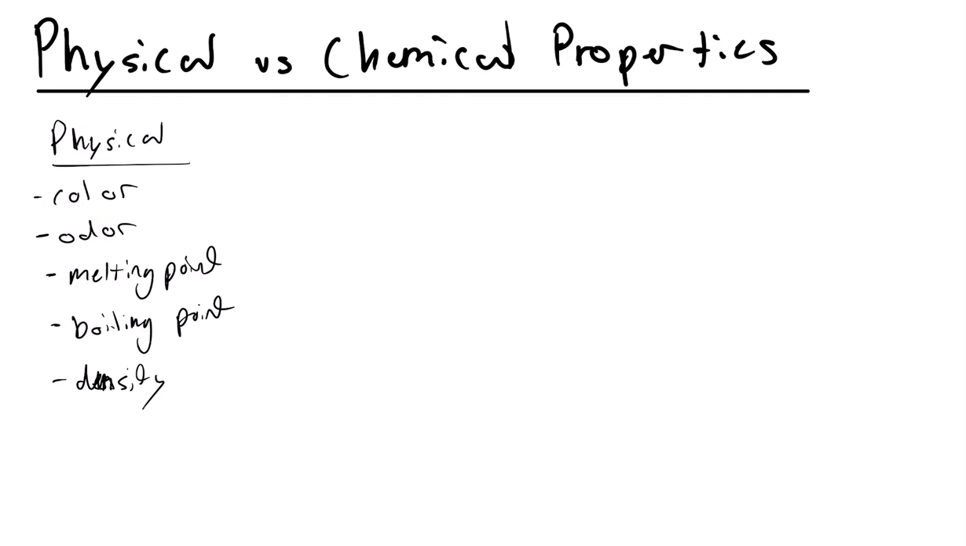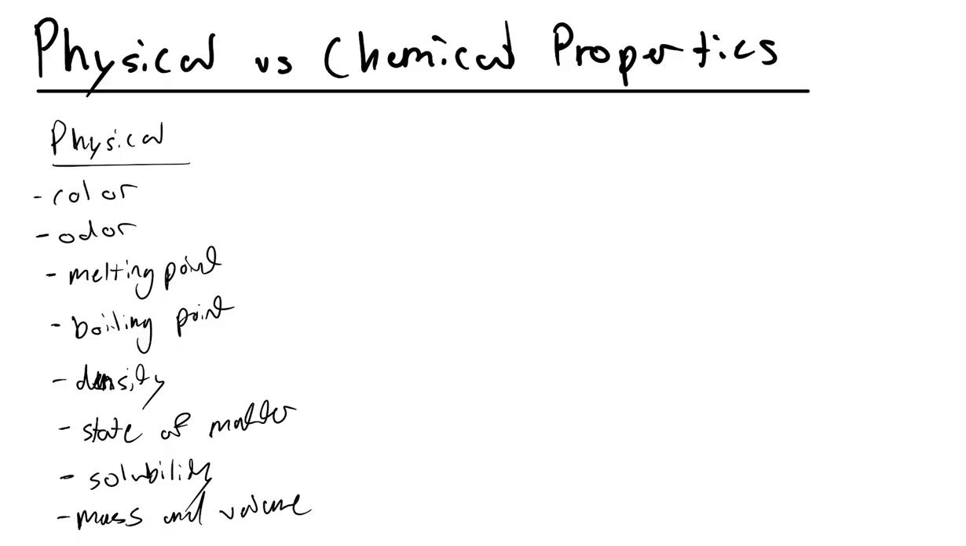Another example could be the state of matter, so solid, liquid, or gas. Something you observe. Solubility is another example. And the last example could be mass and volume. So all of these examples, you can either measure or observe them without changing what the substance is. Think of it like this: if you can measure it or observe it without altering the substance, it's a physical property. Plain and simple.